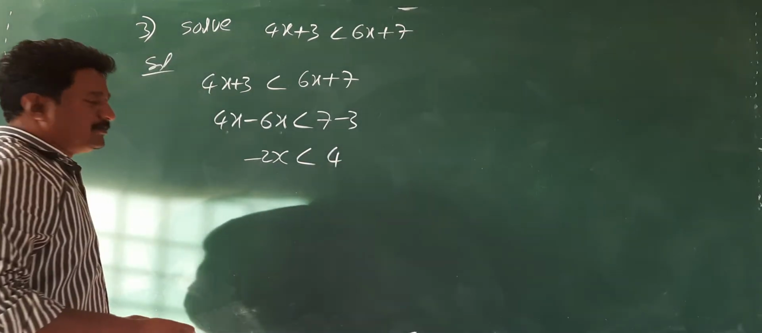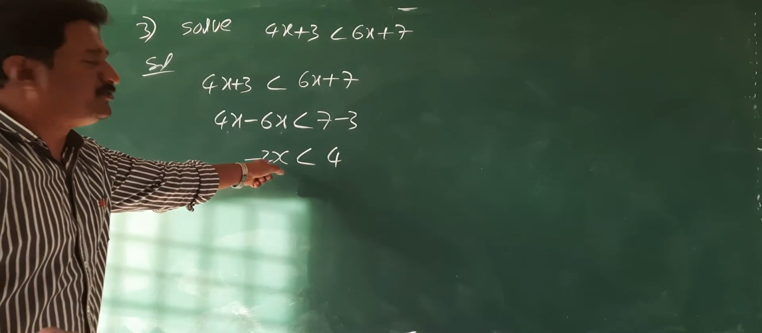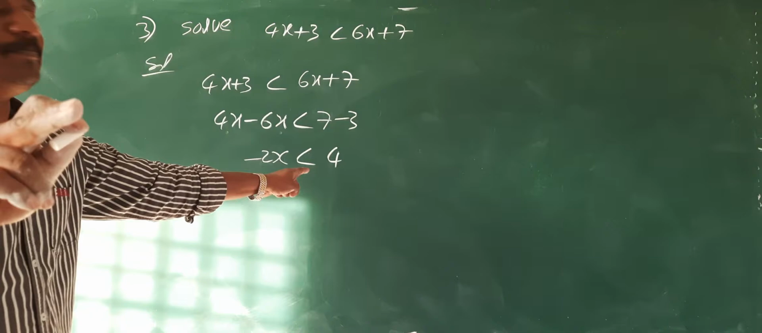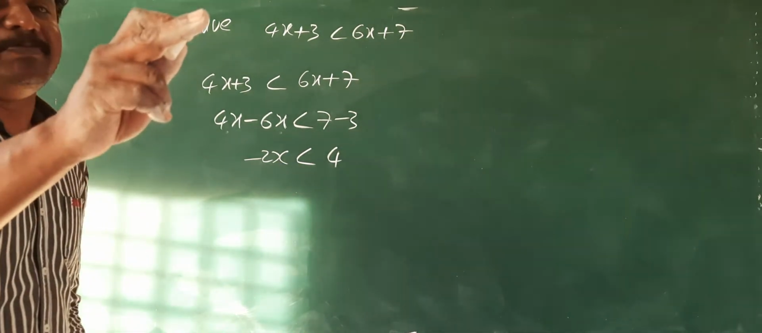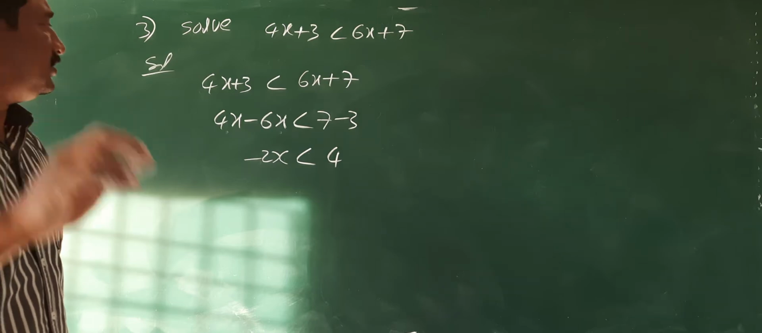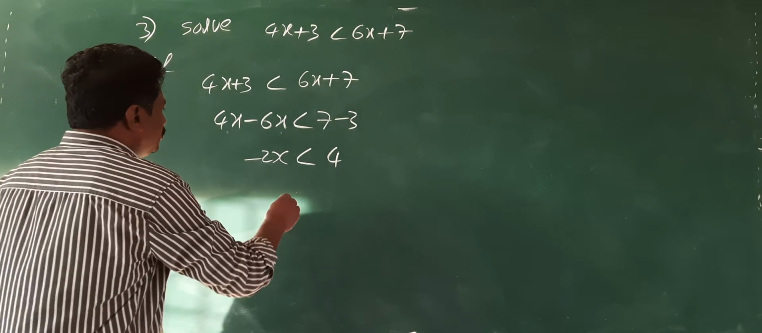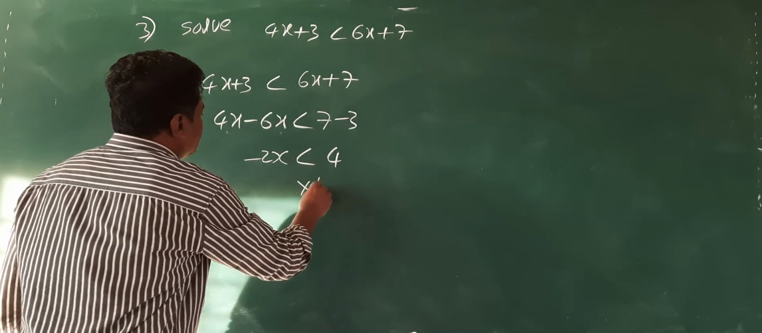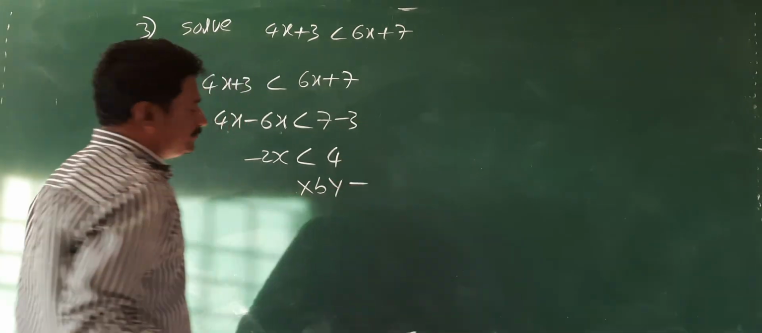I have minus on the left side. To avoid that minus, I go for multiplying by minus. So right. First I should multiply by minus.